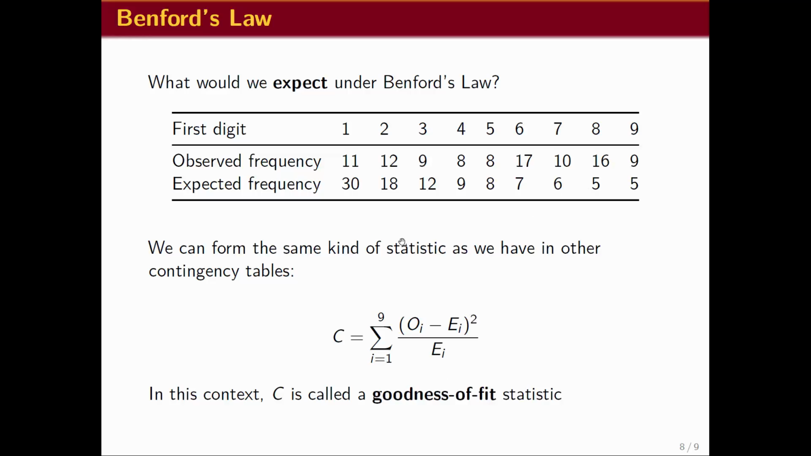Now, if we add up over these 9 cells, what do we think the total number of degrees of freedom is going to be for our chi-squared statistic? Any guesses?